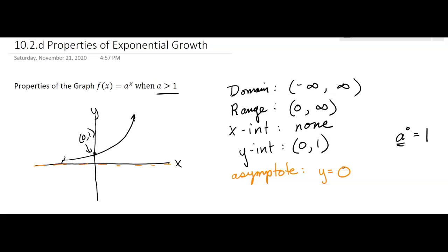The asymptote's not always at y equals 0. So trying to rethink that a little bit. But this one, it does, y equals 0. Okay.